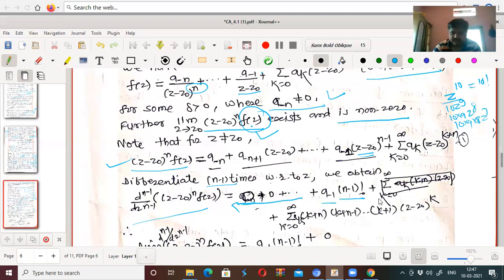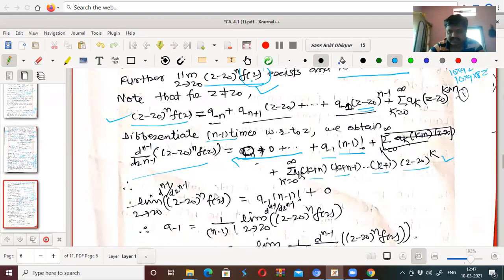And plus the derivative of this term. We can write the first derivative as (k plus n) times (z minus z0) to the power k plus n minus 1. Second derivative as (k plus n minus 1) times (z minus z0) to the power k plus n minus 2, and so on up to the (n minus 1)th derivative, which is ak as it is, times (k plus n minus 1) up to (k plus 1) times (z minus z0) to the power k. Okay, it is like that.